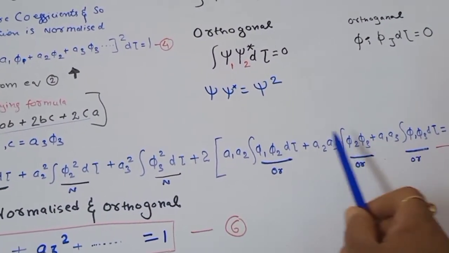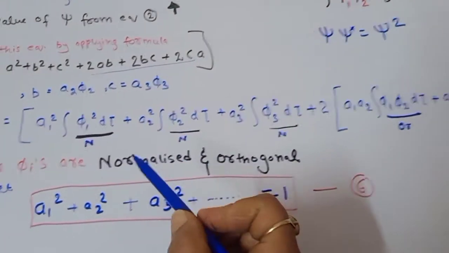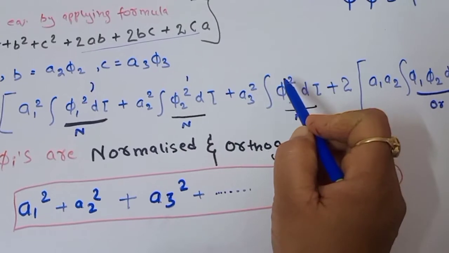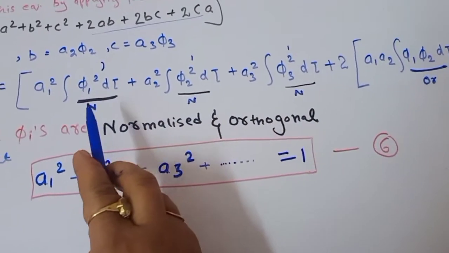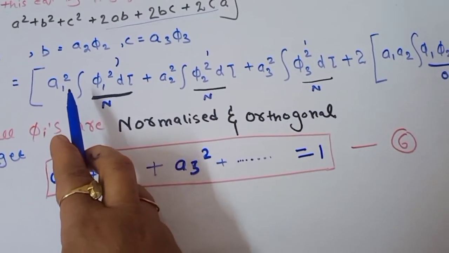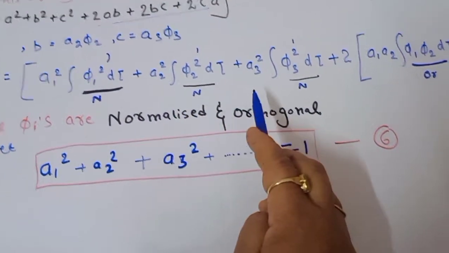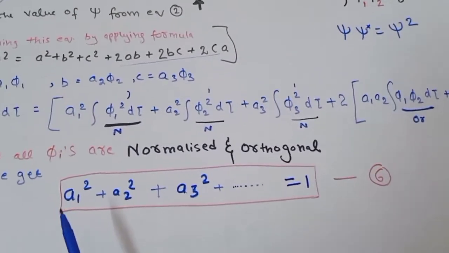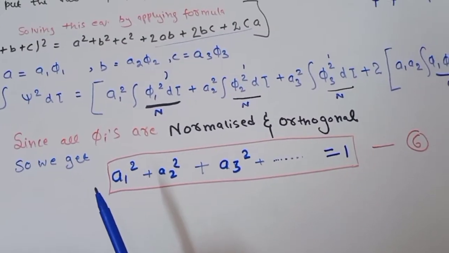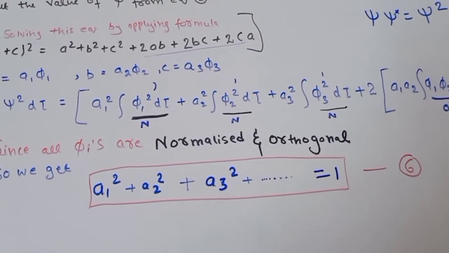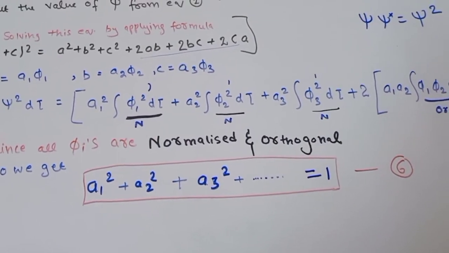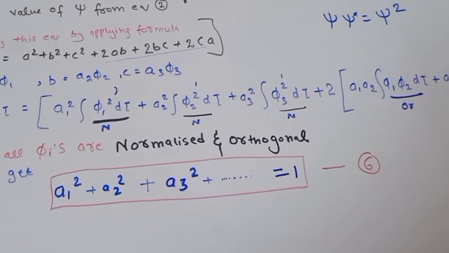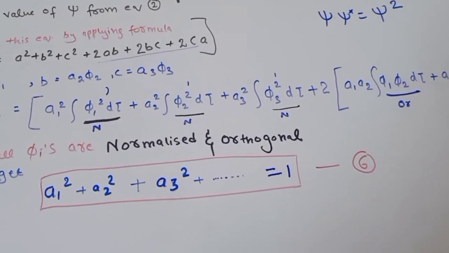So finally what is left with us? In the place of this we will get 1, in this place we will get 1, in this place also we will get 1. So what is left here is a1 square plus a2 square plus a3 square equals to 1. So in this equation we are getting the terms a1 square plus a2 square plus a3 square, and it was given as the linear combination. Here they had considered these coefficients in the linear combination form for the variation method.